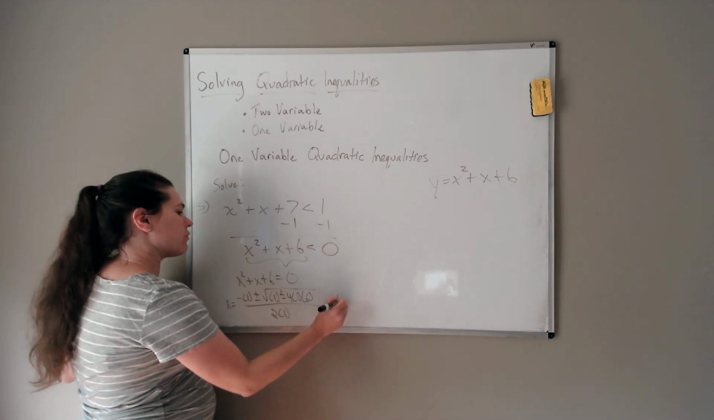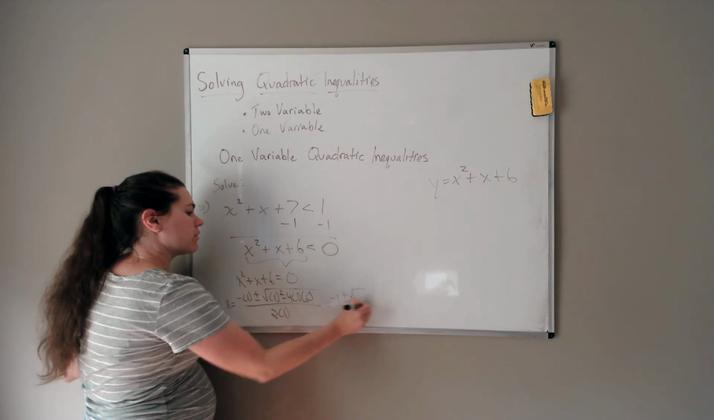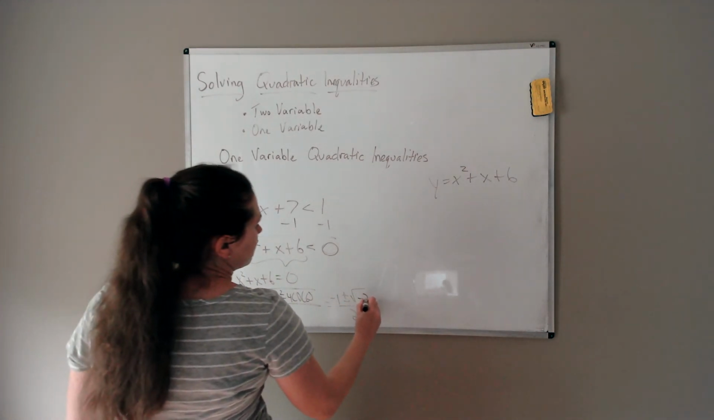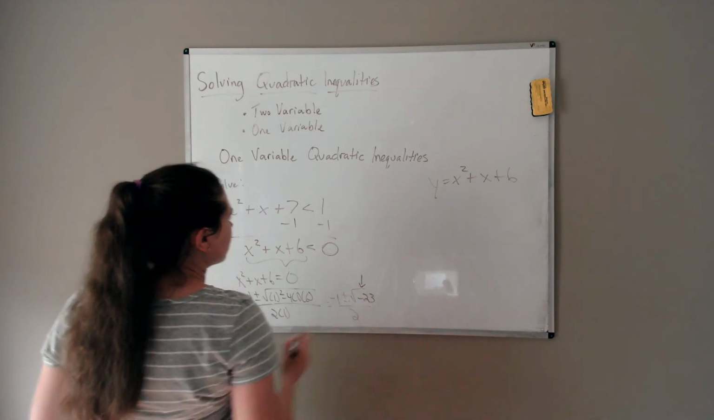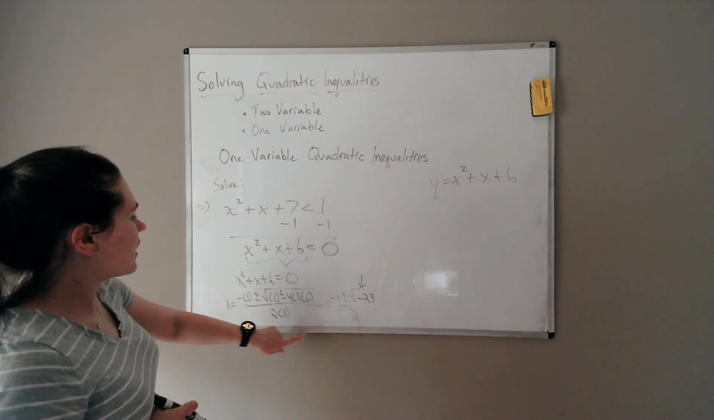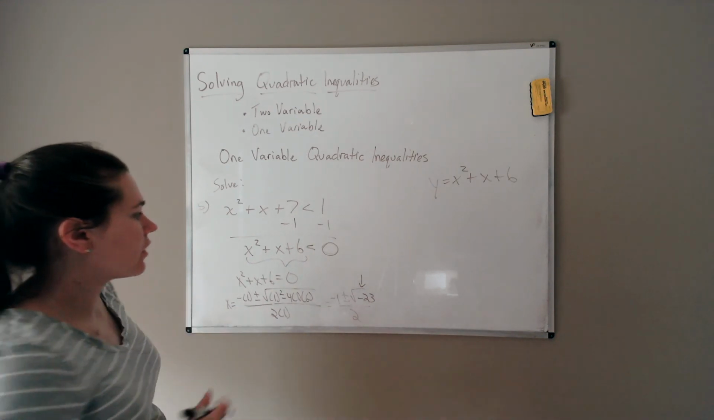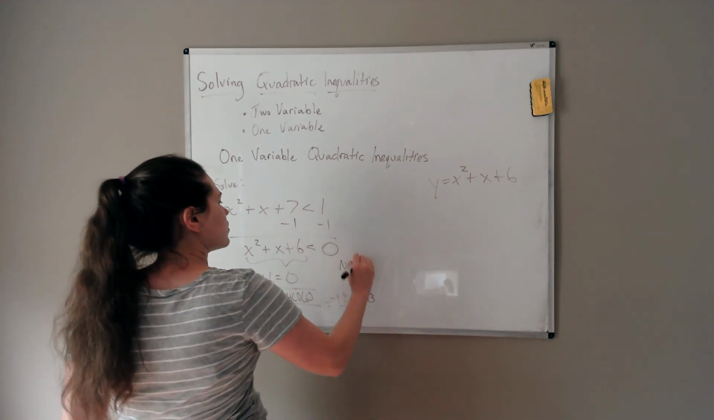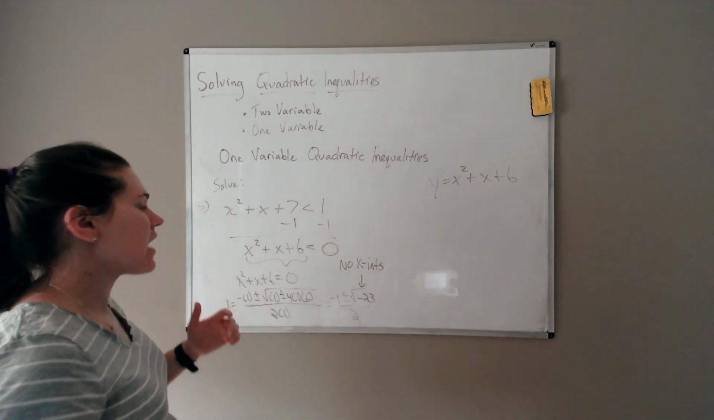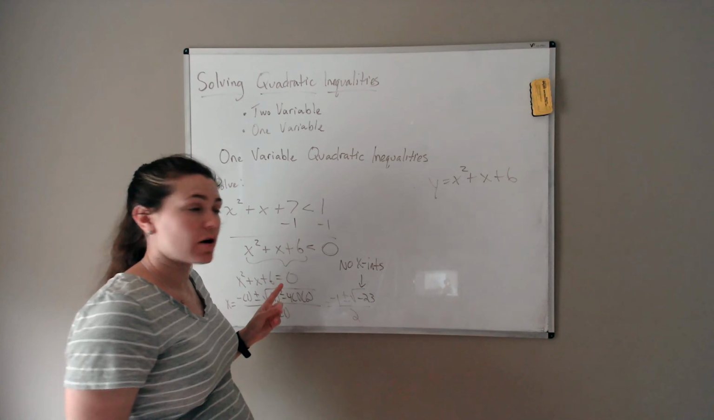That's going to be -1 plus or minus the square root of something over 2. 1 minus 24, that's going to be -23. Okay, I have a negative number right there under the square root. That means that my solutions are not real. So that translates to no x-intercepts. So what that means is there are no values of x that make this equal 0.